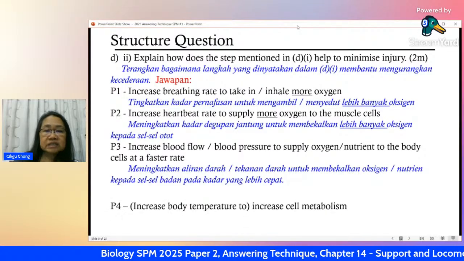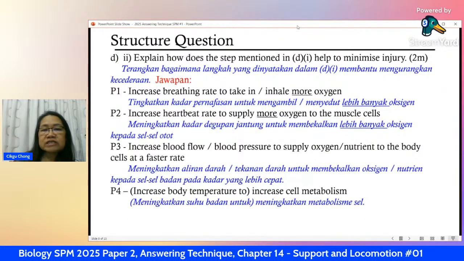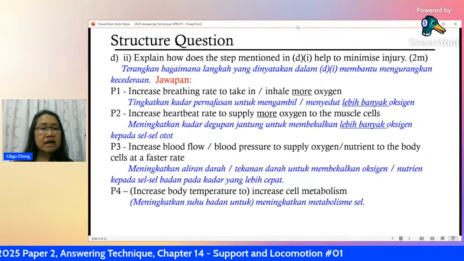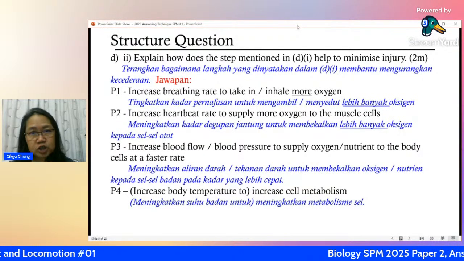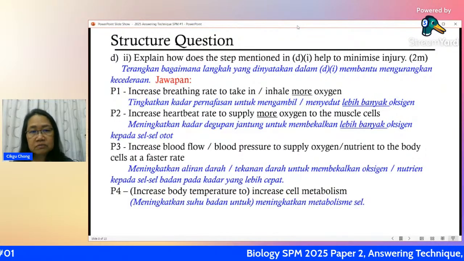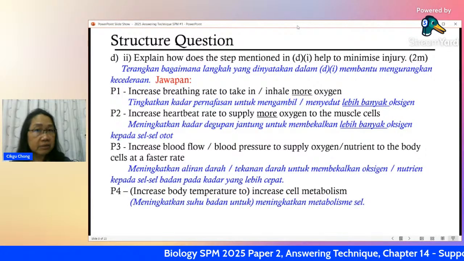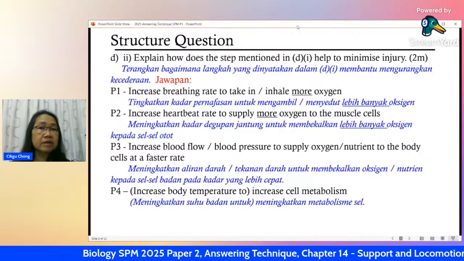So that would be the next point. It also increases the cell metabolism. Your cells will be breaking down the glucose at a faster rate to produce more energy for your body to use. Okay? Besides that, it also increases the body temperature. The purpose is to increase the cell metabolism.